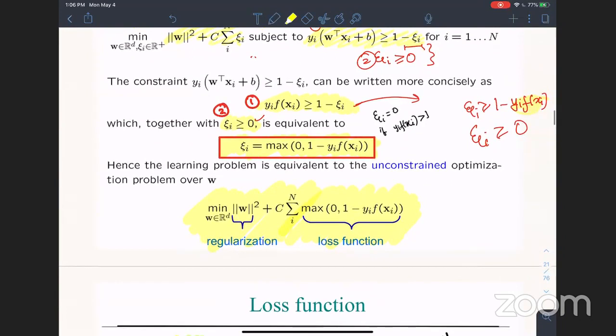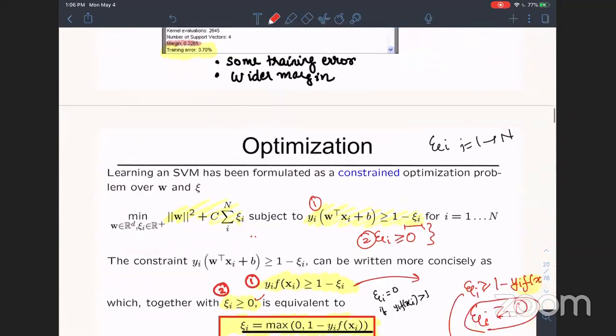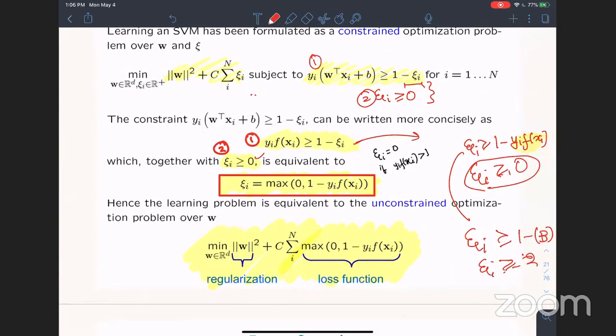So in that case, this equation would be eta i is greater than or equal to, suppose, 1 minus some positive value which is greater than 1. So 1 minus 3, let's say 3. So this is eta i is greater than or equal to minus 2. But then you have another equation, which is eta i is greater than or equal to 0. So the intersection of these two constraints is greater than or equal to 0.